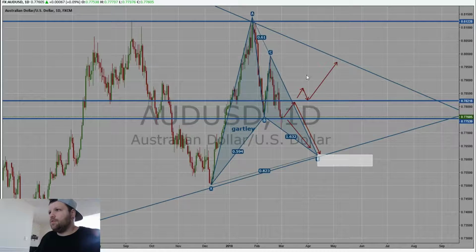Always remember, if the C point is broken to the upside, then this pattern becomes invalid.